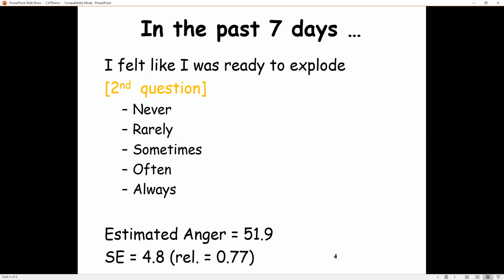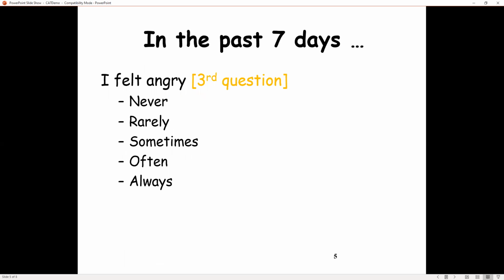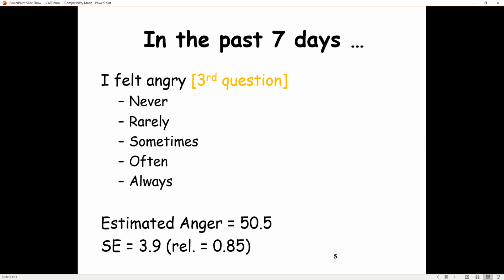Okay, so the next question is somewhere around the estimated anger of 52. It says, "I felt angry." So this doesn't seem to be as extreme as the second question. I felt angry in the past 7 days. I'm going to say rarely. So there is some anger, but not very much, or at least not very frequently for me in the past 7 days is my response. So what does it do now? Now it hasn't moved my anger estimate very much. It says 50.5. The standard error has gone down, reliability has gone up. It's now at 0.85. So it's not above 0.90 yet.